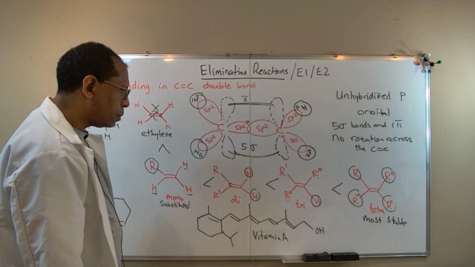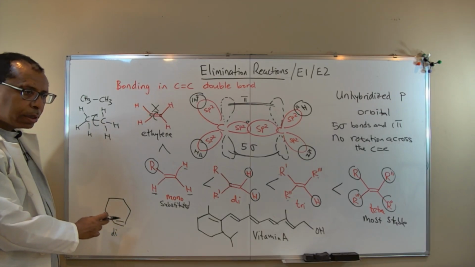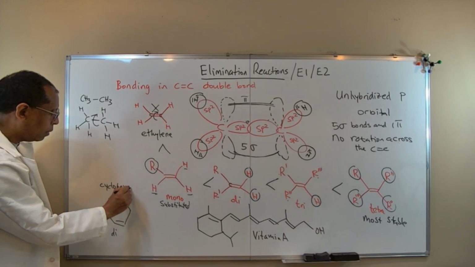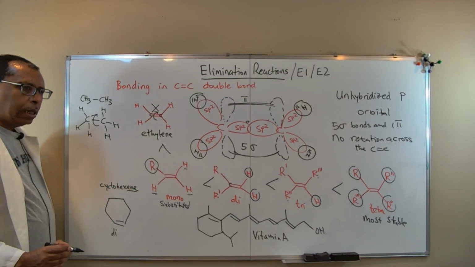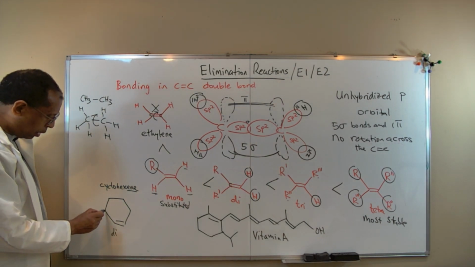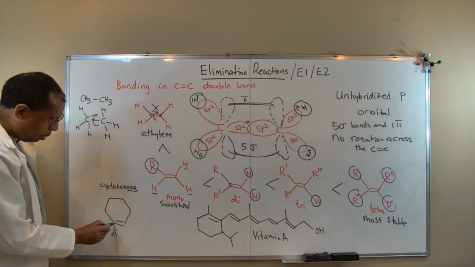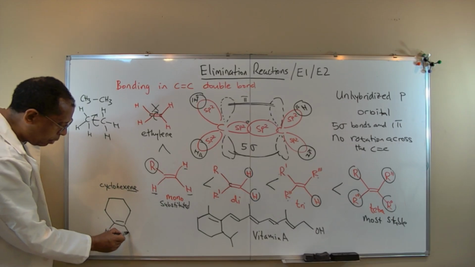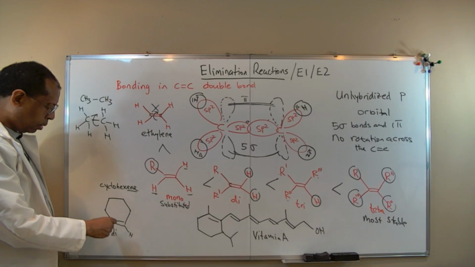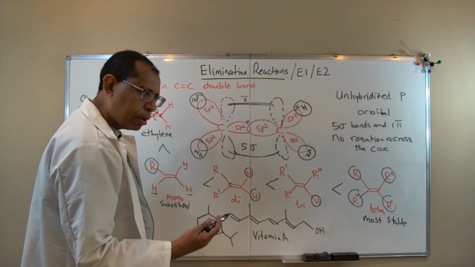Here I have real-life examples of compounds. This is cyclohexene. Remember the ENE for alkene. This is di-substituted because there is an alkyl group, CH2 here and CH2 here, but these two are hydrogens. So this is a di-substituted alkene. Here, these alkenes have different substitution patterns.